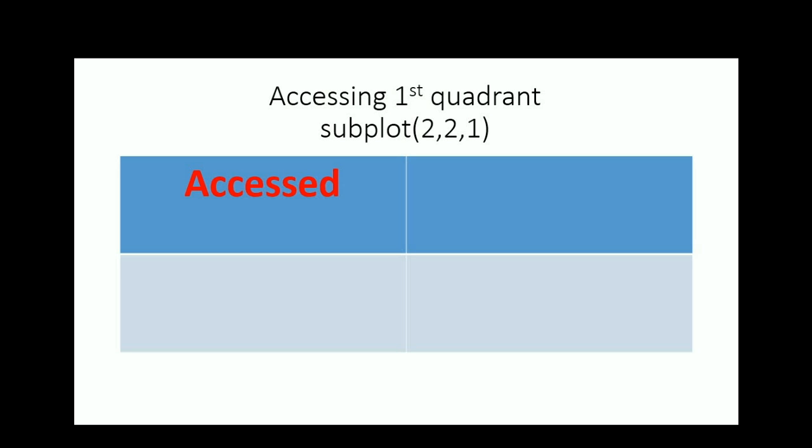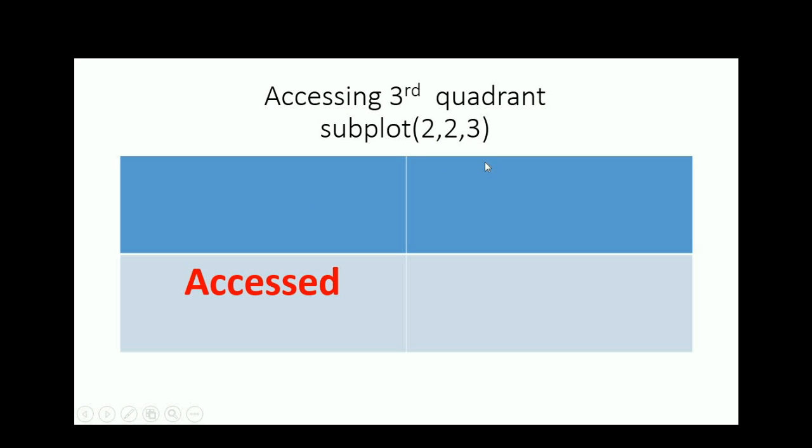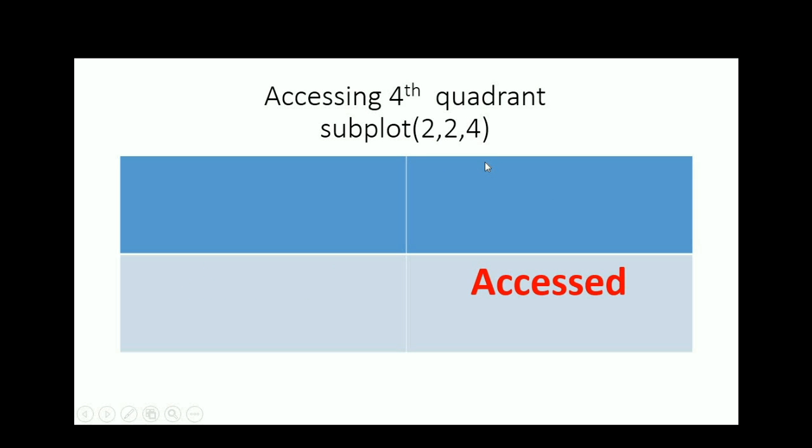Here is a sample example for subplot. We are defining m and n as 2, 2 and accessing the first quadrant. So the command is subplot(2, 2, 1), and this part is accessed right now. To access the second quadrant, we use 2, 2, 2, and likewise for the third quadrant and fourth quadrant.